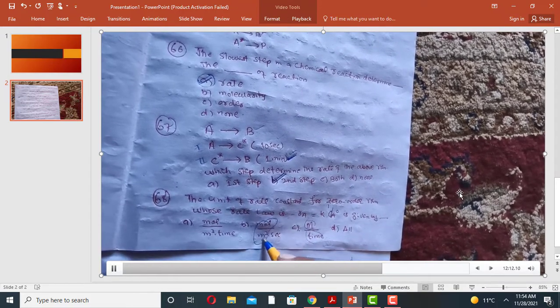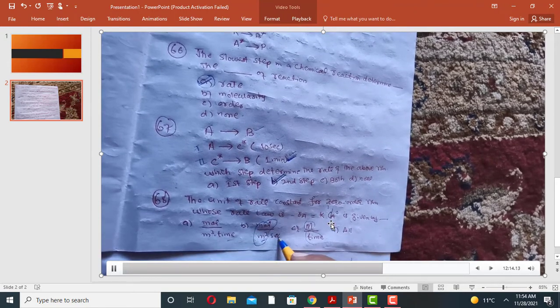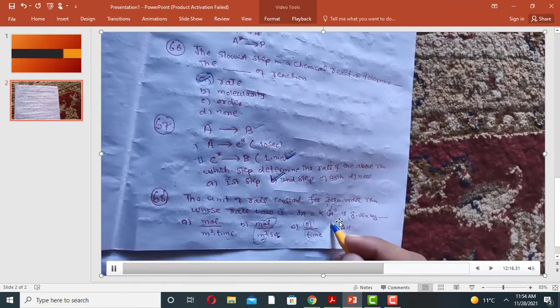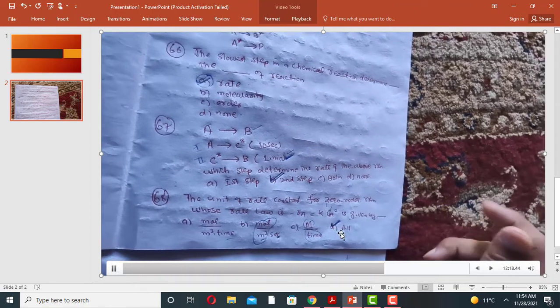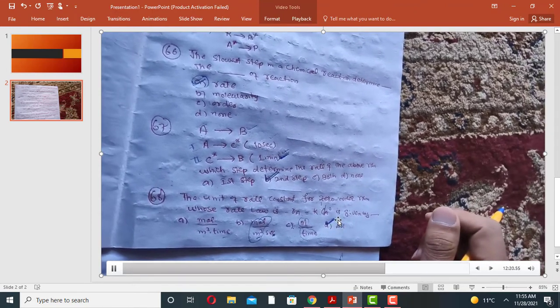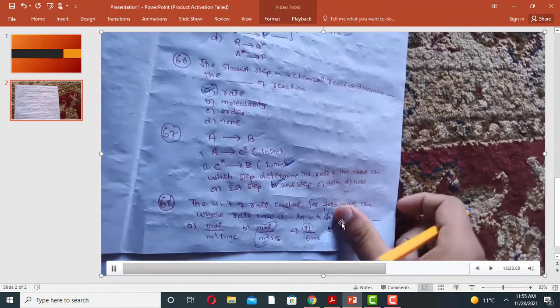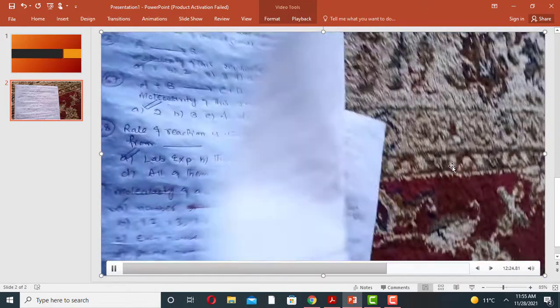This is also cubic meter. This is the time, and here is the second, which is again time. All of the above are the unit of rate constant for the zero order reaction.